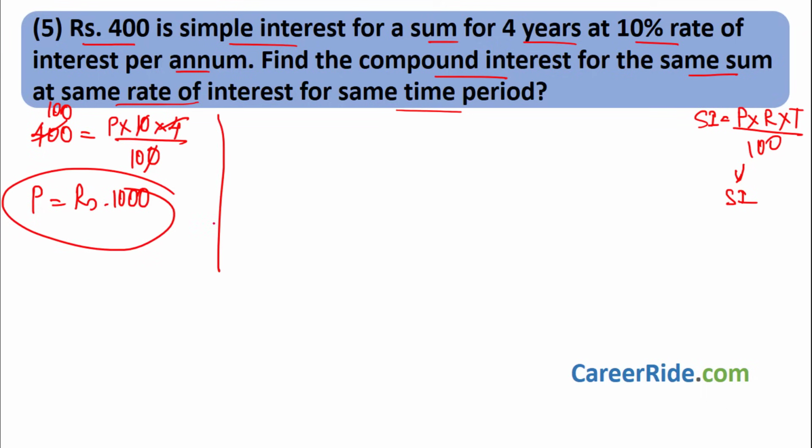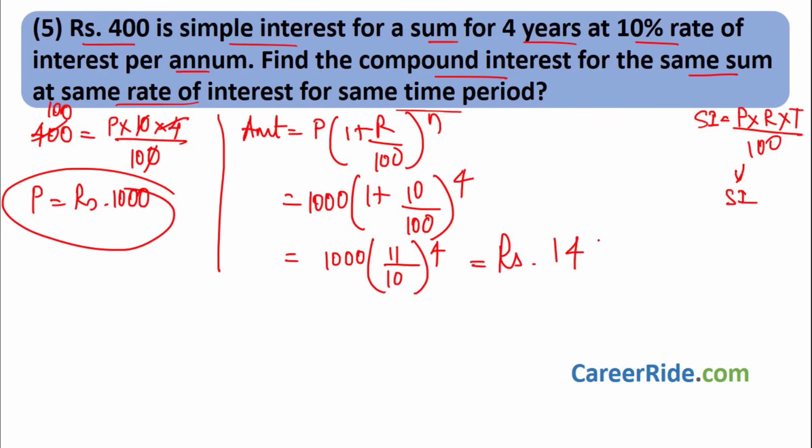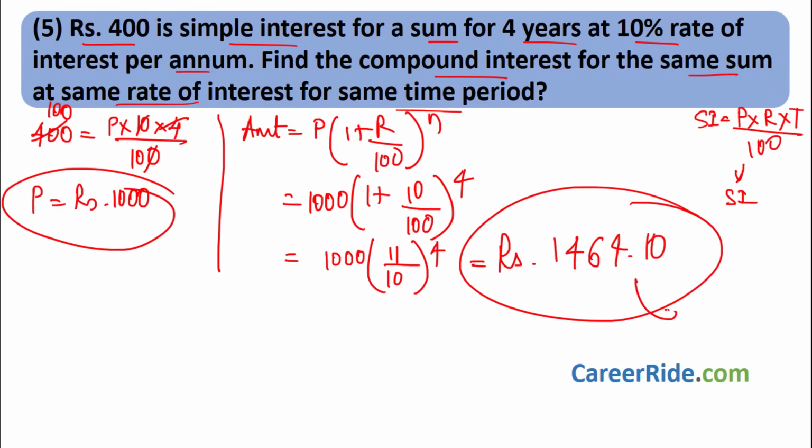What is the formula for compound interest? We know amount is nothing but principal into 1 plus R upon 100 raised to N. 1000 into 1 plus rate of interest 10% upon 100, raised to 4. That would be 1000 into 11 upon 10 raised to 4. The answer comes out to be 1464.10 rupees. This is the amount which is received after 4 years.